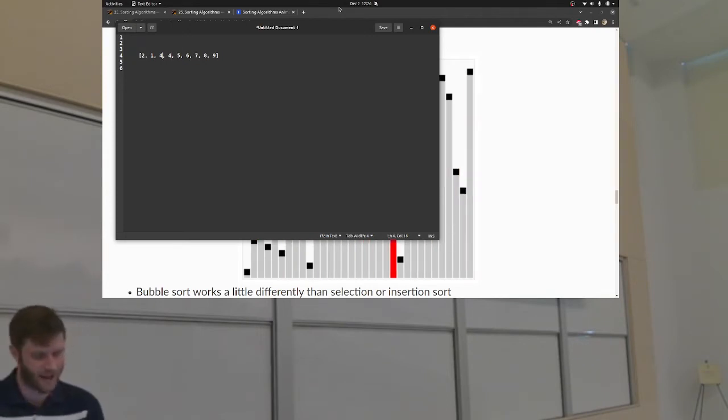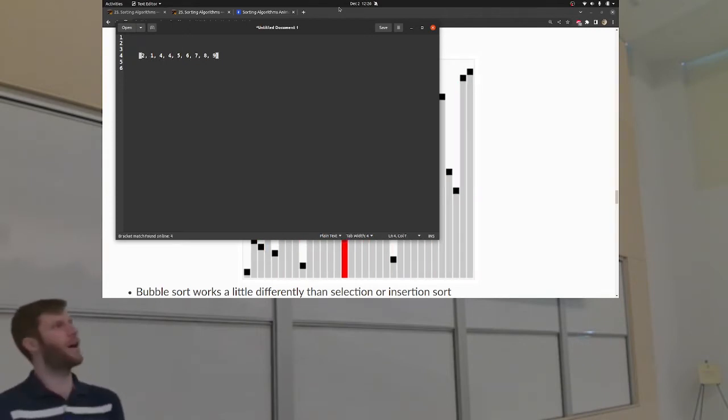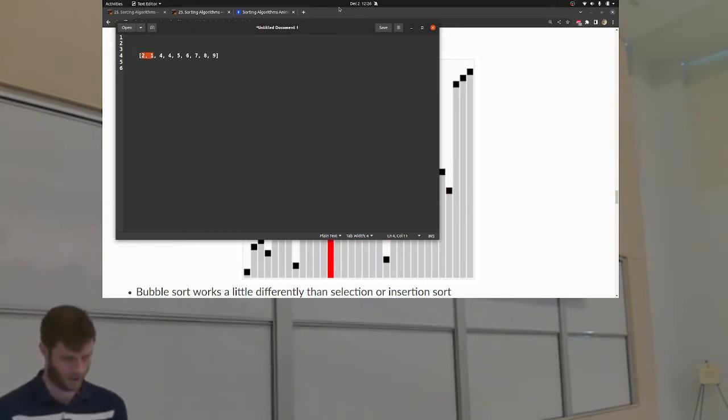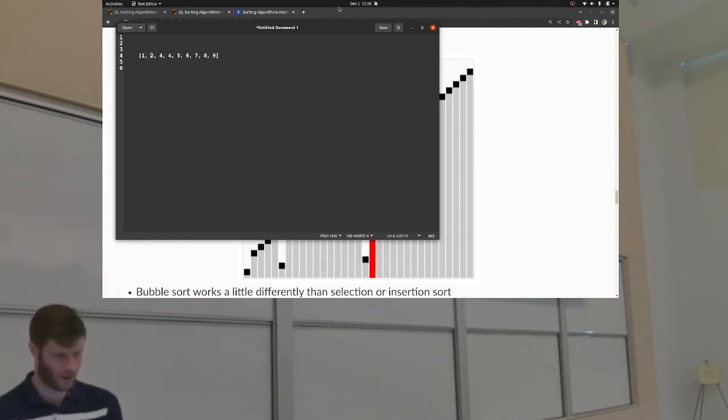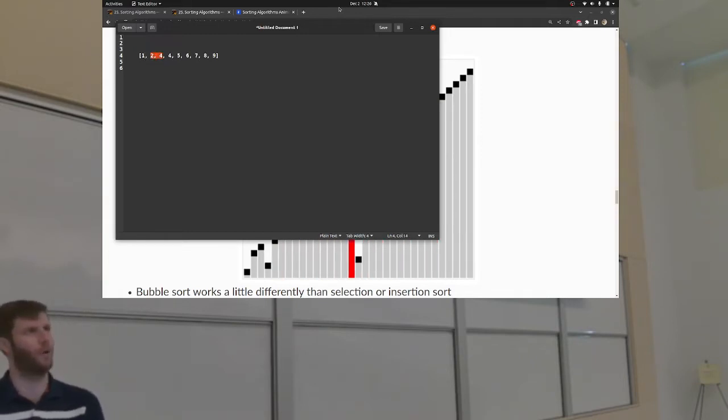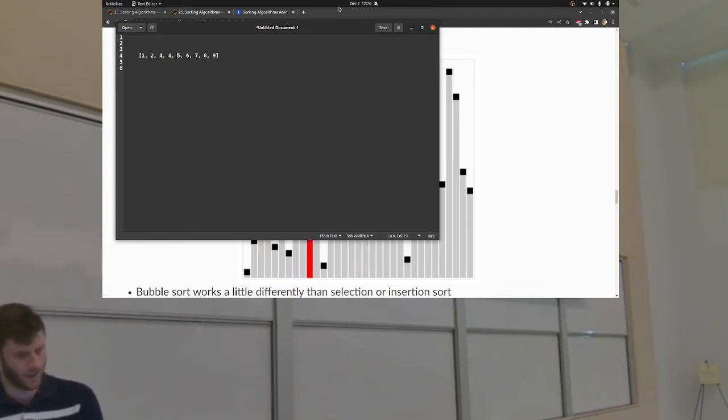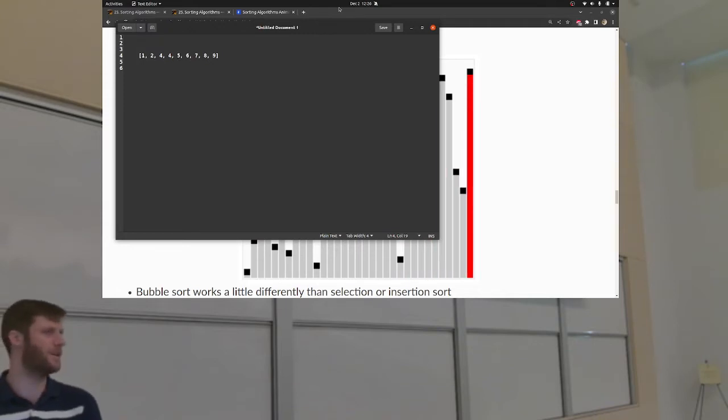I can't guarantee that. Are 2 and 1 out of order? Yes. Are 2 and 4 out of order? No. Are 4 and 4 out of order? No. Are 4 and 5 out of order? No. Okay, great. Am I sorted? Yes. Now, how did you check that it was sorted?